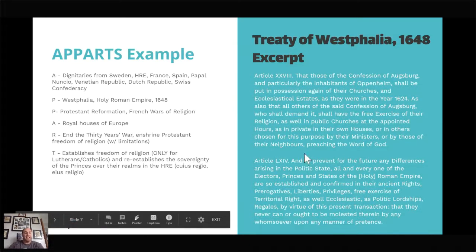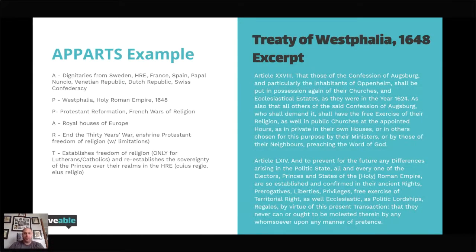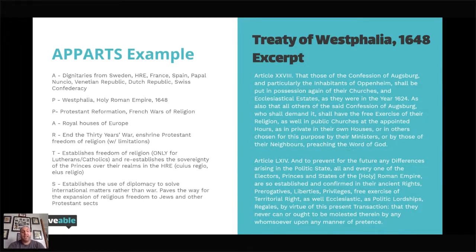And so, again, we say it's freedom of religion, but it's got limitations, right? Because you have to be Catholic or you have to be Lutheran. But it's a start. Okay, and I think that's where the S comes into significance, because it does two things.